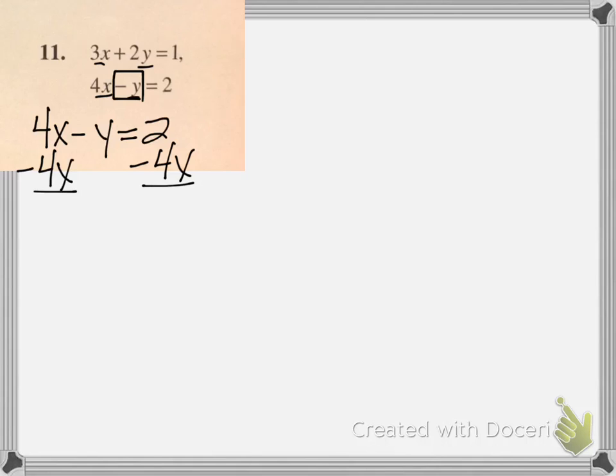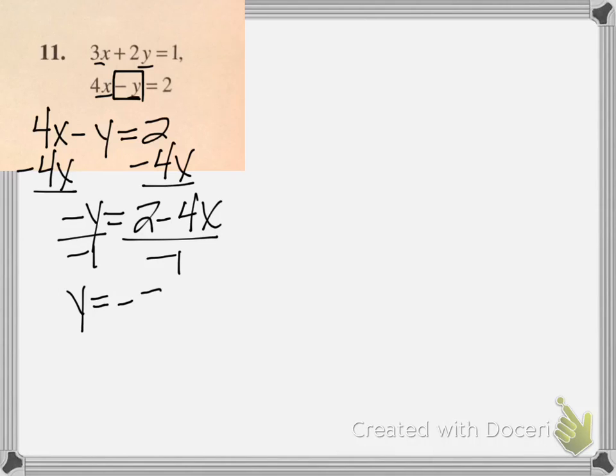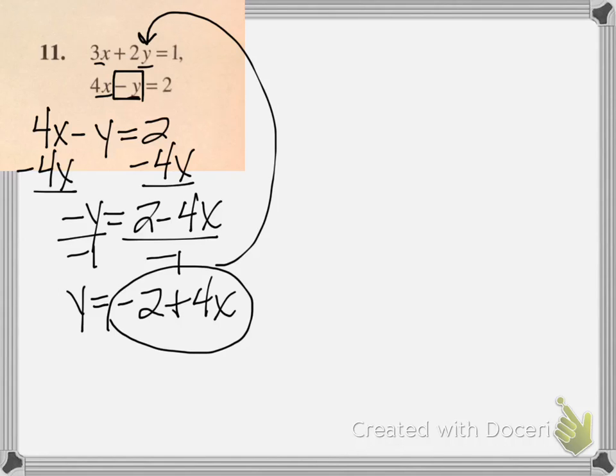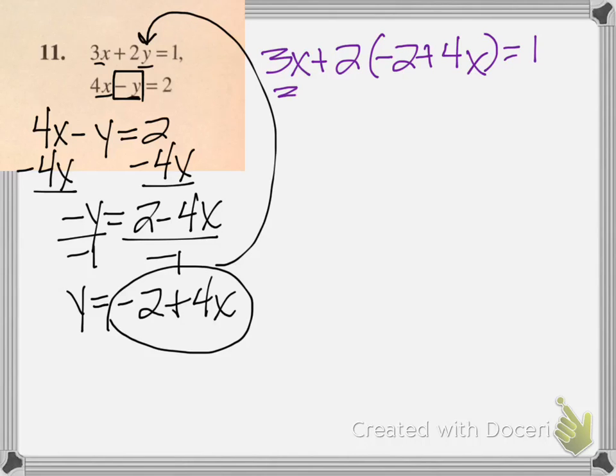Once I isolate my y, then I will be able to substitute it into the other equation and continue solving the system. So it looks like y is going to equal negative 2 plus 4x. So now that I know what y is, I can plug it into the other equation in order to find my solution to the system. So let's go ahead and do that and see what we get. I'm going to have 3x plus 2, and instead of y, I'm going to replace that with negative 2 plus 4x, equals 1.